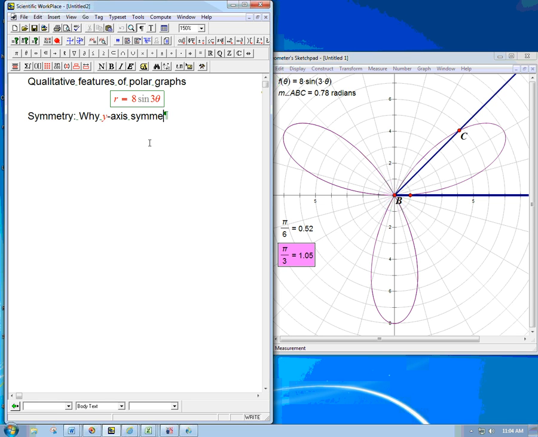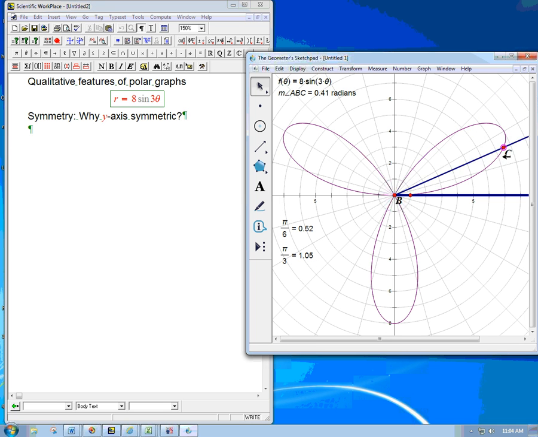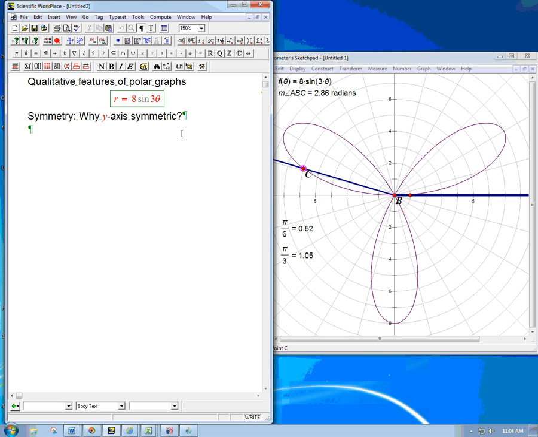Well, the way you test that is you take a point, let's say this point, like C here. Given a certain angle, like here the angle is 0.28, a certain theta, I'm getting a certain radius, like about 6. I want to say that if I take the angle over here that's flipped across the y-axis, I get the same distance. So I have to remember how to flip an angle. So here's how I'd like to say it.